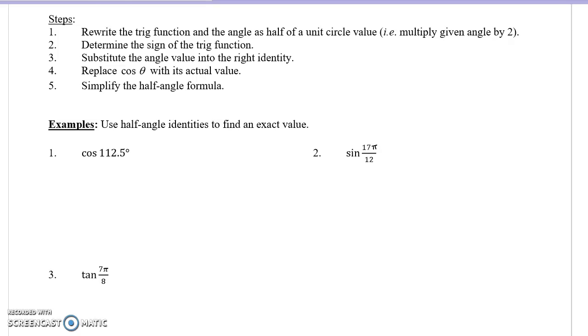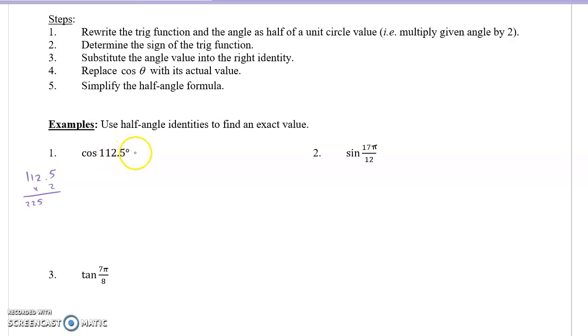So let's see how these identities work in actual practice. The idea here is to start off by rewriting the trig expression by doubling the given angle. For example, if we take 112.5, this is not an angle that I'm familiar with on the unit circle, but if I double it, then I get 225, which is an angle that I'm familiar with.